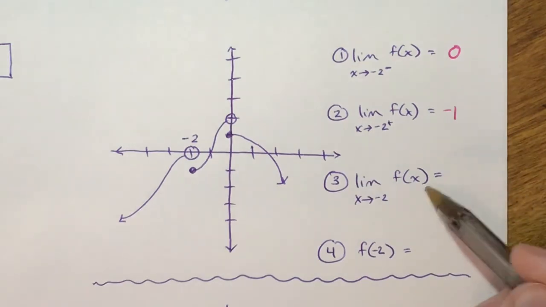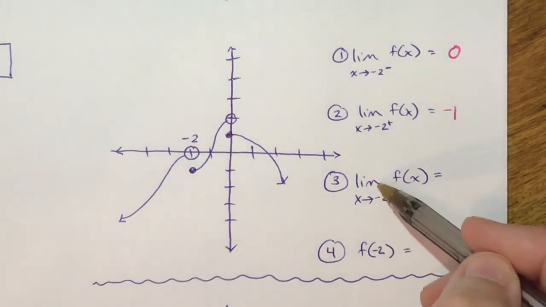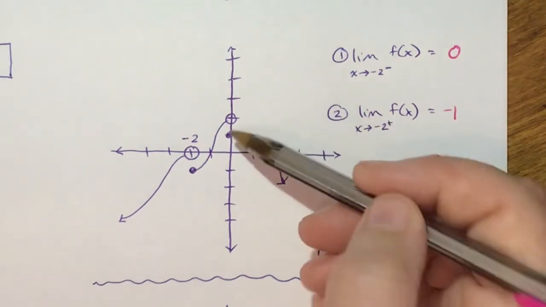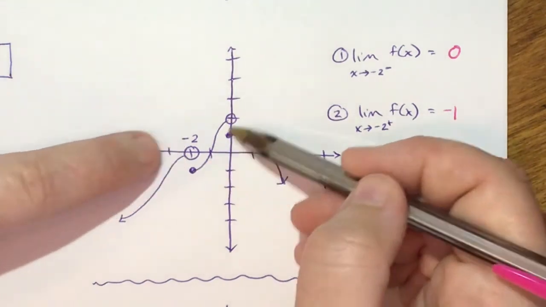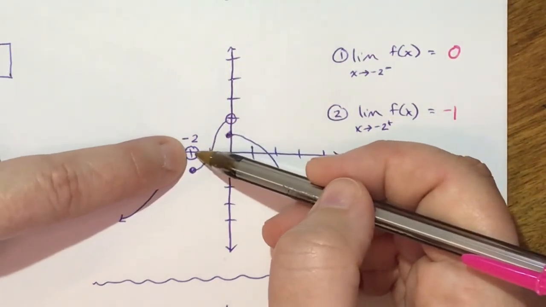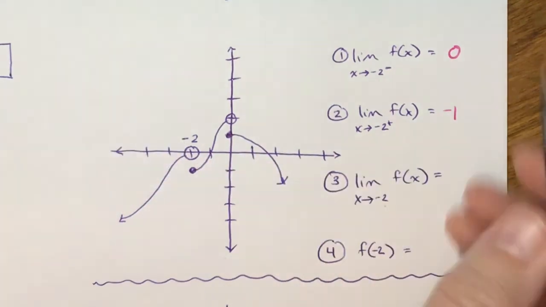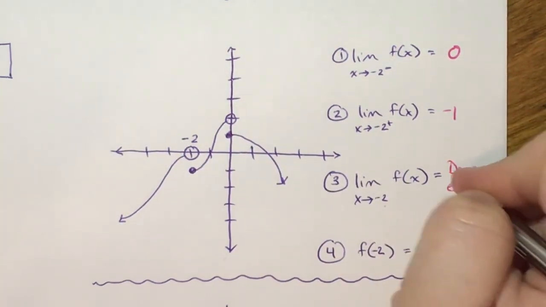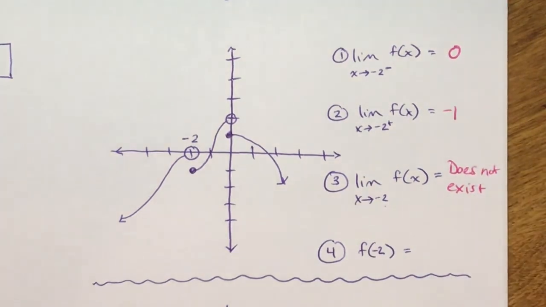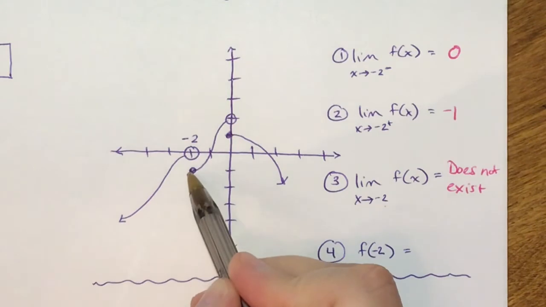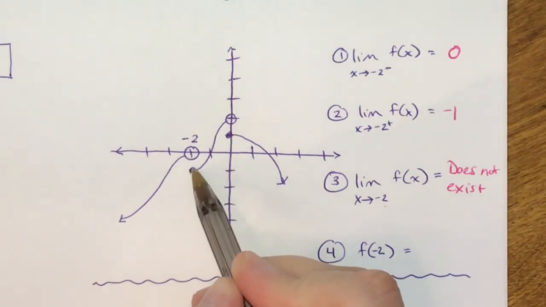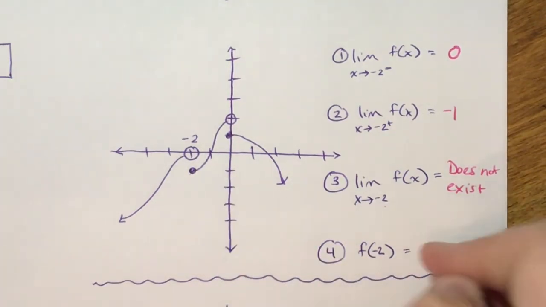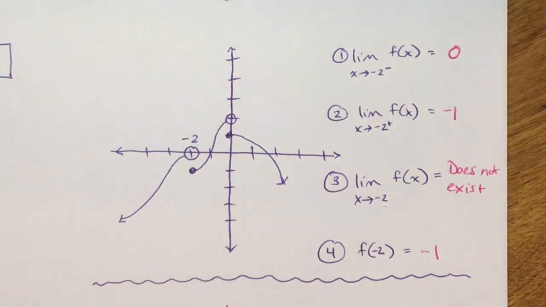Okay, so then does the limit as x approaches -2 exist? No, these have to go to the same number. If they both went to the same value, then that would be the limit, but they go to two different values, so it does not exist. All right, then f of -2, what actually is the function's value at -2? It's -1 down here because that's where I actually see a solid point. All right, give this one a try.